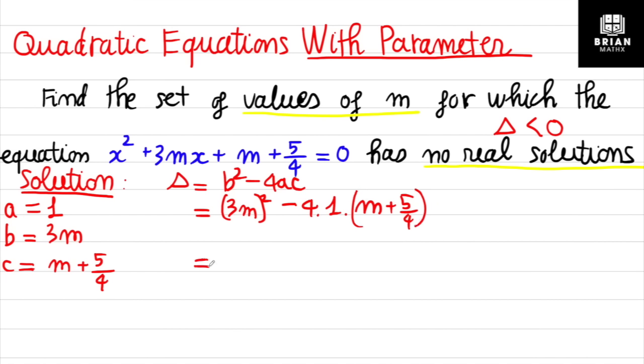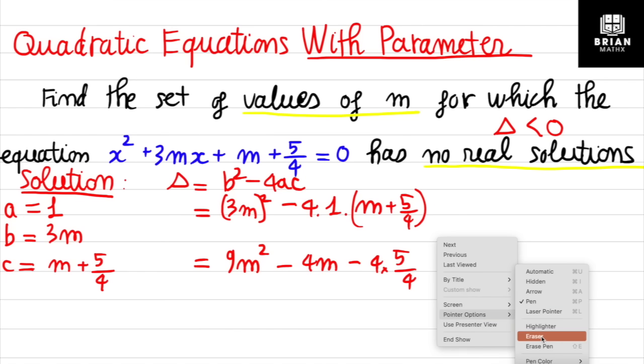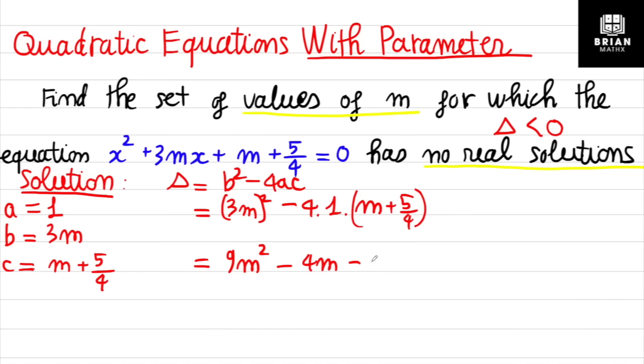Then I will expand here. You get 9m squared minus 4m, and expanding, you get negative 4 multiplied by 5 over 4. If you simplify, only negative 5 is left. Okay, we are done finding the discriminant. The question asks about the condition of no real solution, I mean the discriminant has to be less than 0. So this discriminant has to be less than 0.